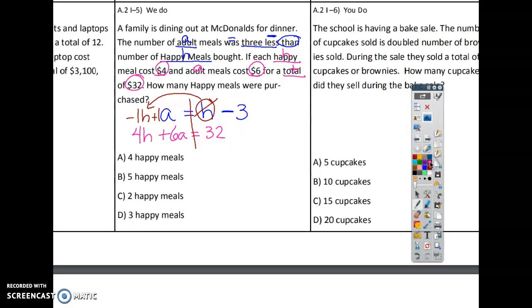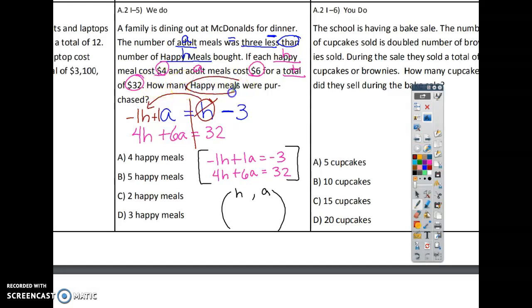And now I can put it in matrix because now I have negative 1H plus 1A equals negative 3, and 4H plus 6A equals 32. You're going to put this in matrix, and you're going to get your H's and your A's. H is first, A is second. And they're only asking for how many Happy Meals. So H. So we're going to be looking for this number right here. Okay? So do that one by yourself.